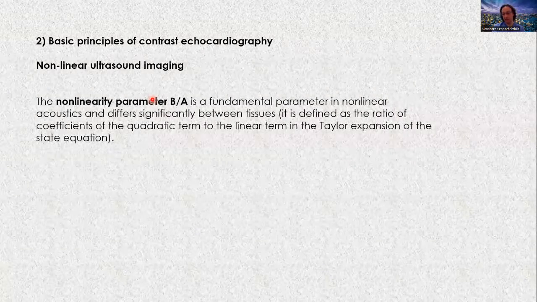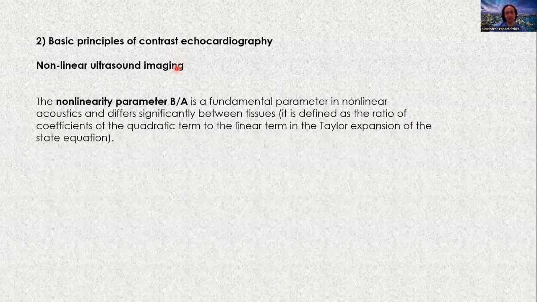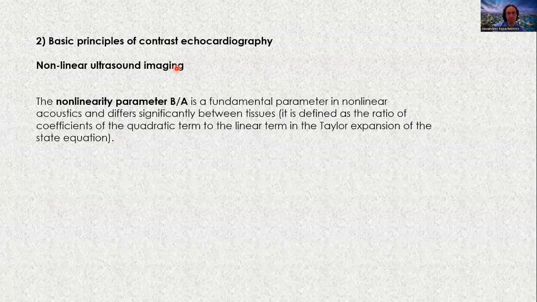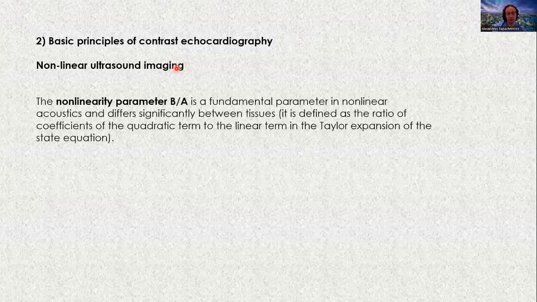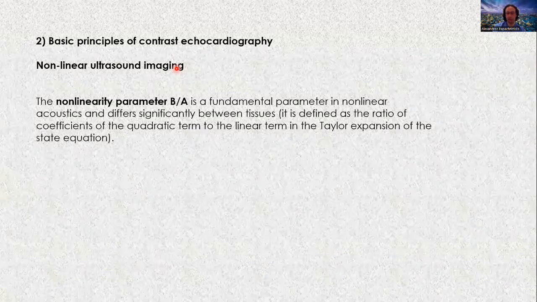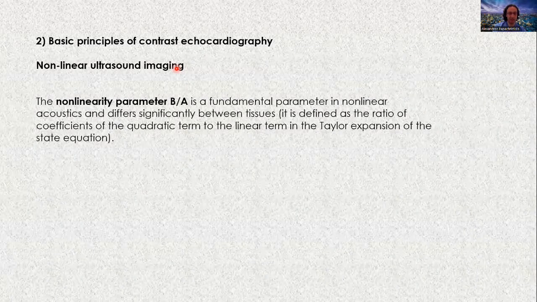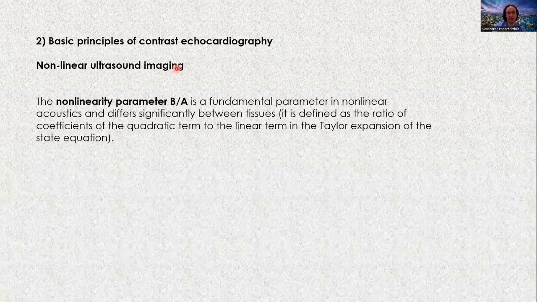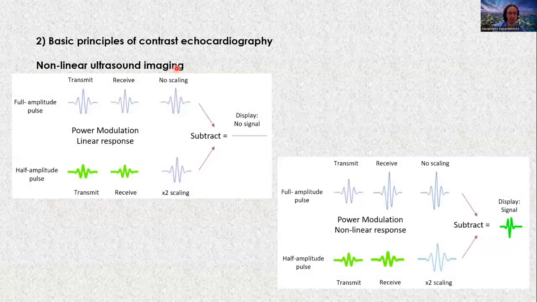If you want to dive a bit deeper into physics, the non-linearity parameter beta is a fundamental parameter in non-linear acoustics and differs significantly, not only between microbubbles and myocardium, but also between tissues. I'll explain this towards the end of my talk. It's defined as the ratio of the coefficients of the quadratic term and the linear term of the series expansion of the equation of state. It sounds very complex, but this is the physical background of the non-linearity parameter. It's difficult to measure the non-linearity parameter for each tissue, but that defines the basic principle of contrast echocardiography.